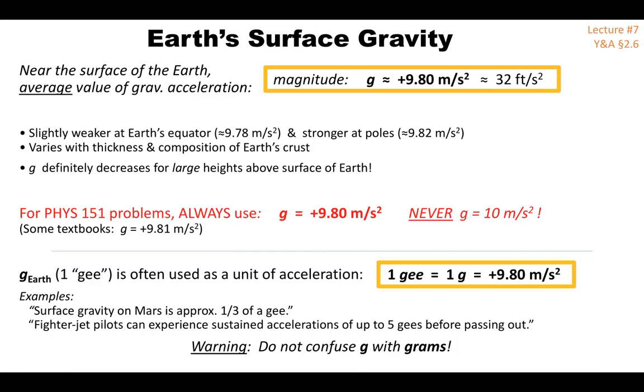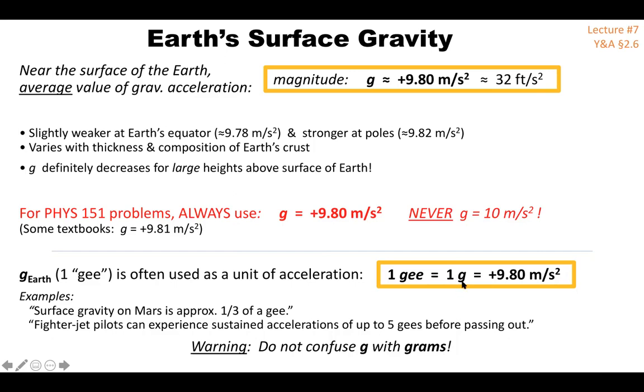I like to spell it out as GEE myself, and I've seen that used in some printed literature. Our textbook uses just a lowercase g for g's of acceleration, but be careful not to confuse that with grams. You have to tell from the context of what's going on that that's g's of acceleration and not grams of mass.